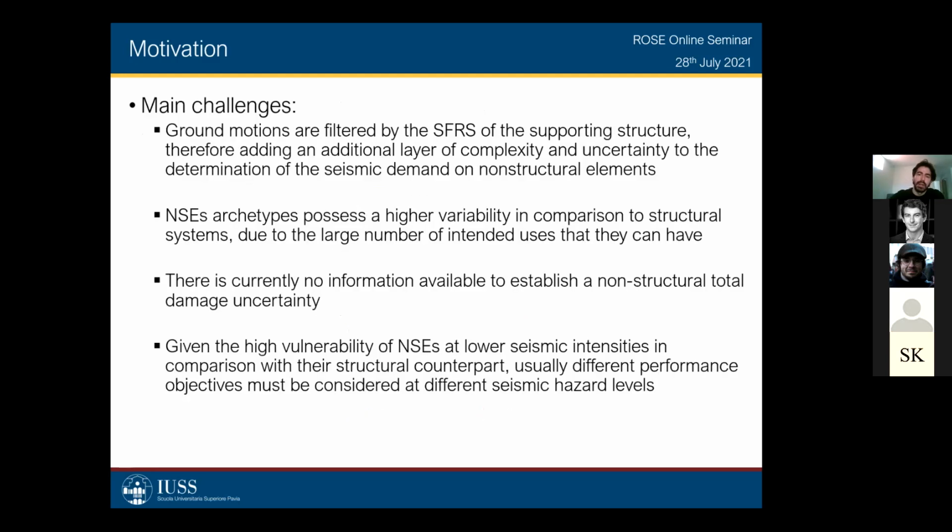elements. So what are these main challenges that I was speaking about before regarding the seismic performance assessment of non-structural elements that are not present in the seismic performance assessment of structures? Well, basically, there are 4 of them that I consider are maybe the biggest ones.